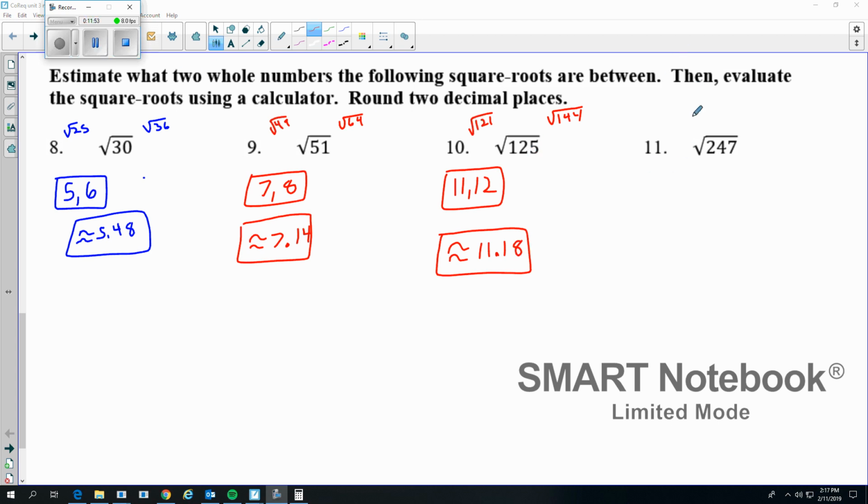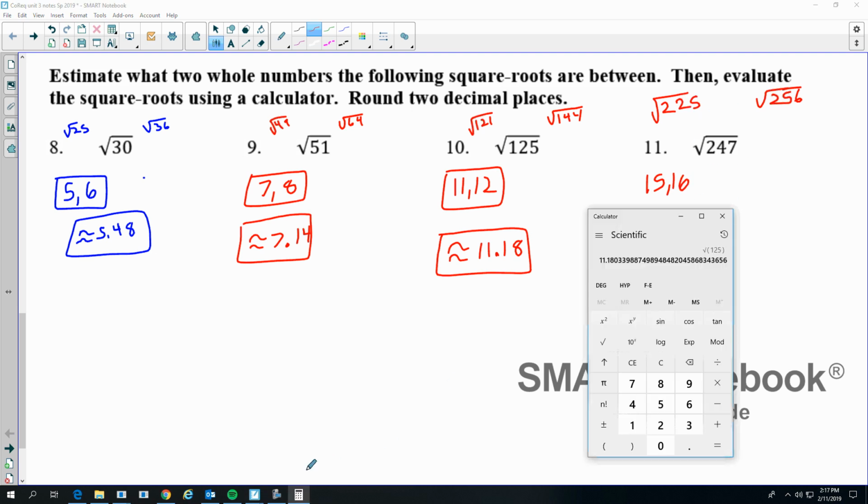So the last one we're going to look at, I believe, is between the square root of 225 and the square root of 256. And so we're going to be between 15 and 16 on this one. So it's going to be 15 point something.